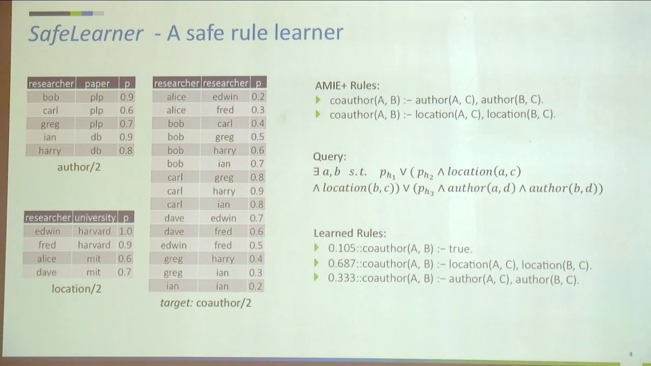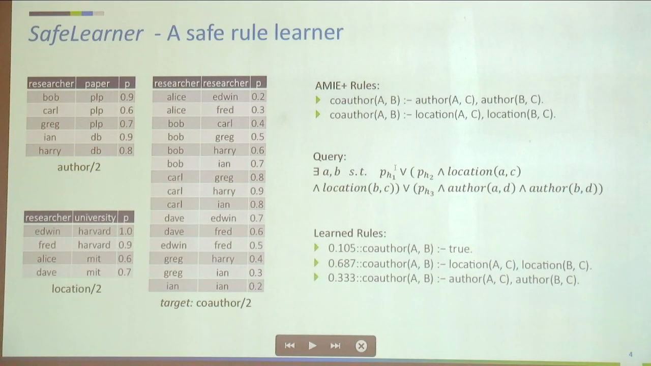So we present you Safe Learner, a safe probabilistic rule learner. This is just a brief example of it. We start off with a deterministic state-of-the-art rule learner called AMIE Plus. You can read a rule like this: two entities A and B are co-authors when author A writes a paper C and author B writes the same paper C. Based upon these deterministic rules, we convert them into a database query of this form.